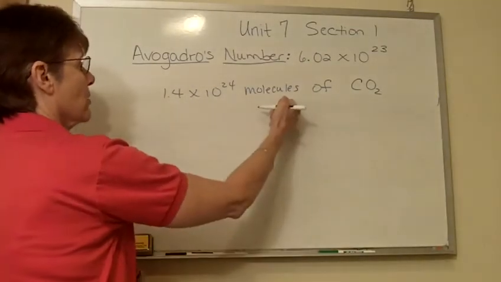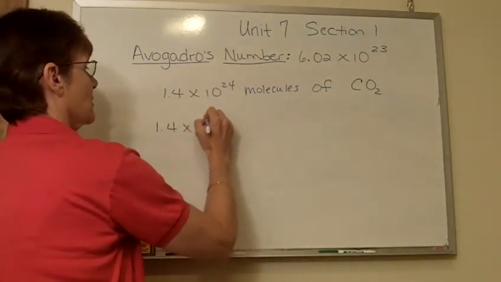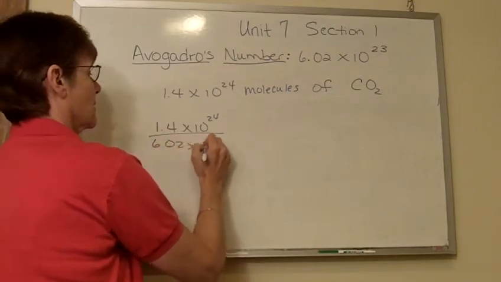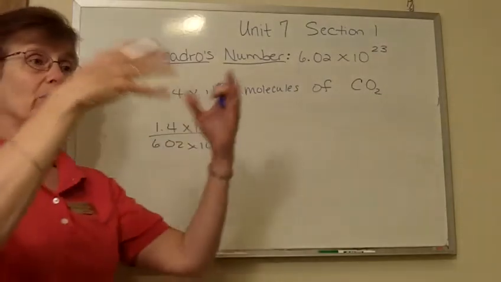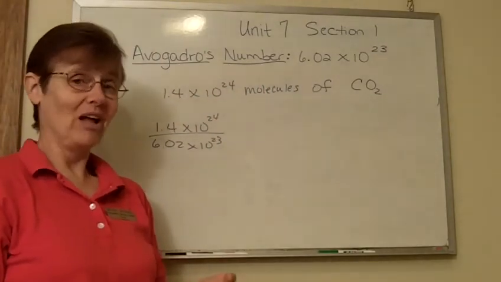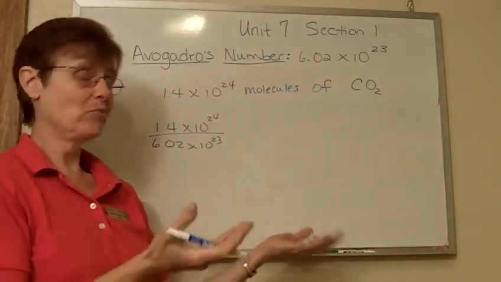So we know how many molecules, and if we divide by Avogadro's number, remember, this is very similar to that thing where if you know how many total somethings you have and you want to find out how many dozen, you would divide by 12. If you want to find out how many moles, you divide by the number of particles in a mole.